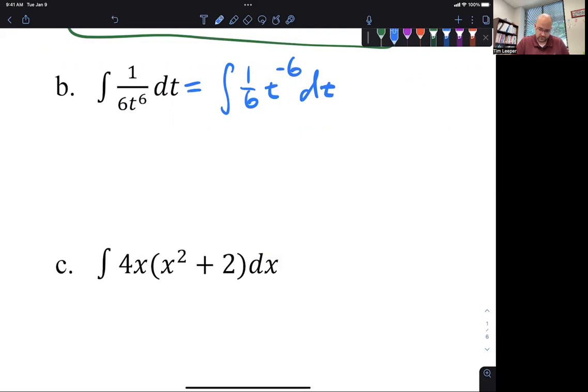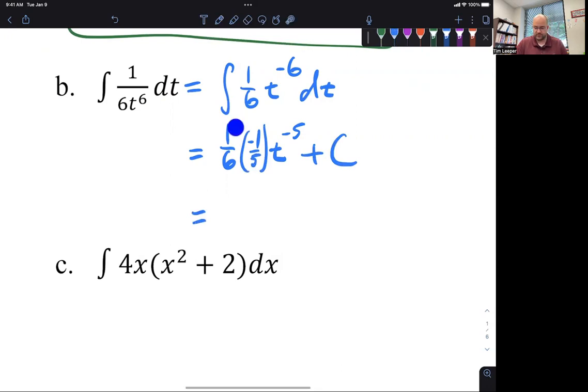And so I'm going to go ahead and keep the 1 over 6 out in front for now. And the t for the exponent, we need to add 1 to that. So that's negative 6 plus 1, and negative 6 plus 1 is negative 5. And then out here, we're going to multiply by the reciprocal of the exponent, which is 1 over 5. So times negative 1 over 5, sorry. And of course, a plus c at the end.